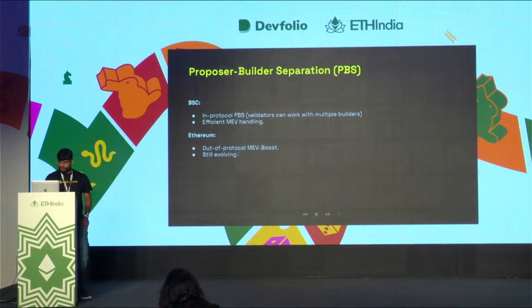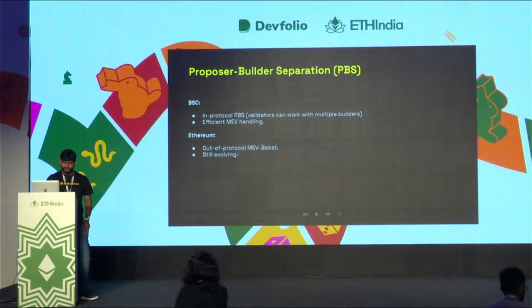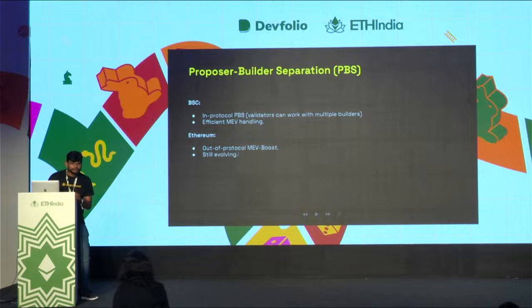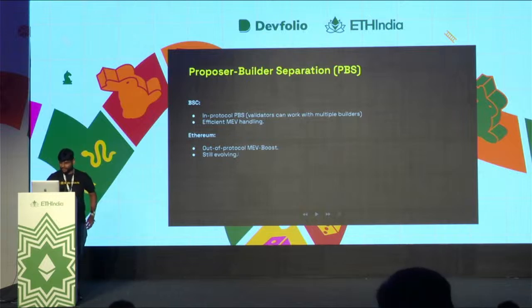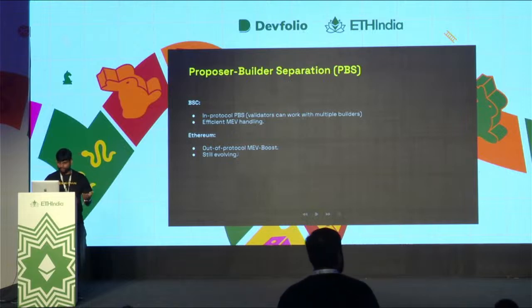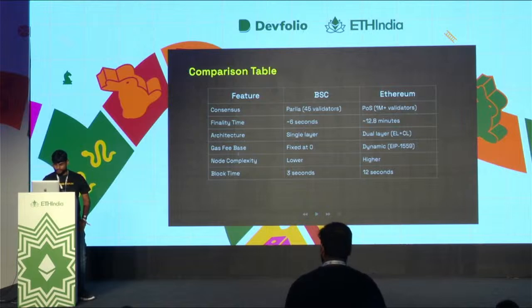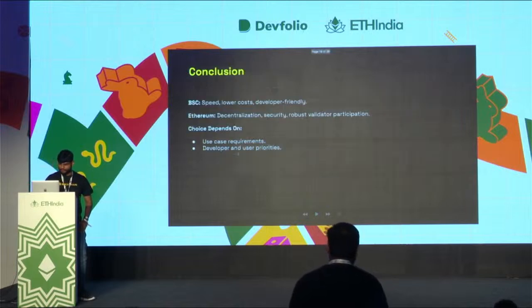Then we talk about proposer builder separation, or PBS. In BSC we have in-protocol PBS, whereas in Ethereum we have out-of-protocol PBS. So yeah, this is the gist of all the comparison in this table.